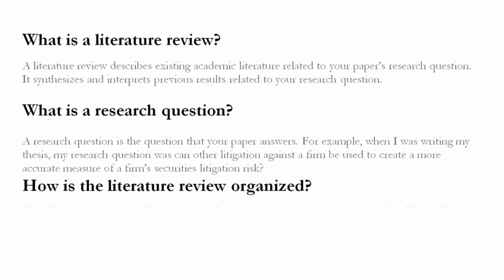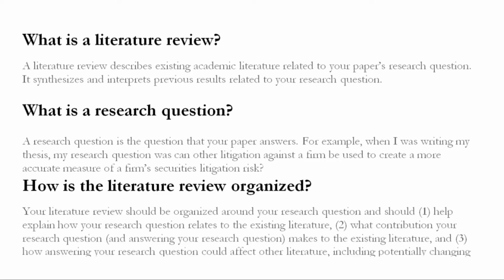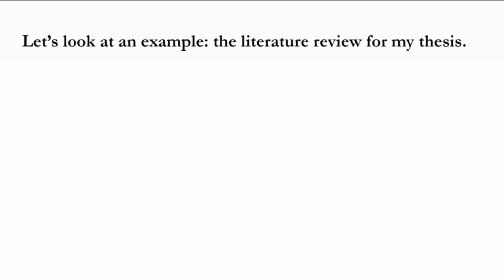So how is the literature review organized? Your literature review should be organized around your research question and should be broken into three parts. One, it should help explain how your research question relates to the existing literature. Two, it should explain what contribution your research question and answering your research question makes to the existing literature. And three, it should explain how answering your research question could affect other literature, including potentially changing the findings of other literature.